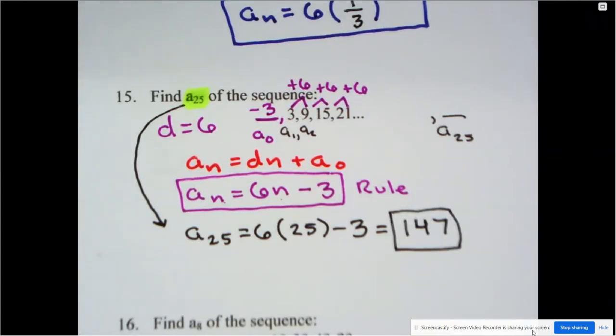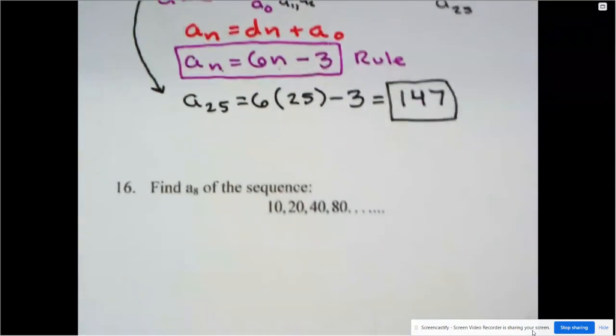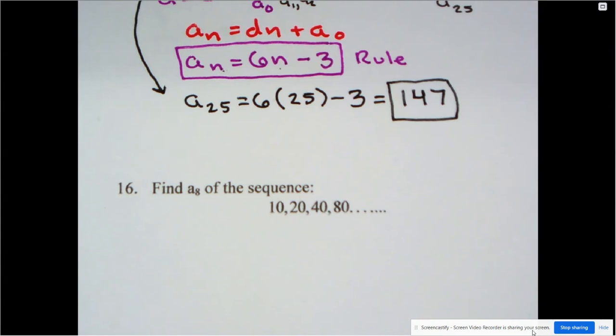All right. Moving right along. Finish up this page here. So these go a little bit faster, right? Find the 8th term of this sequence. All right, let's find out what kind of sequence it is first. Let's look for that pattern.